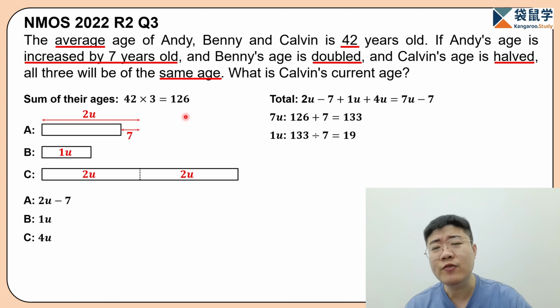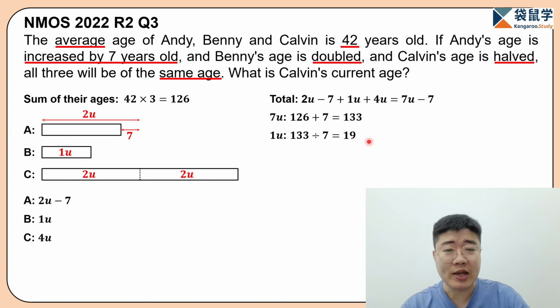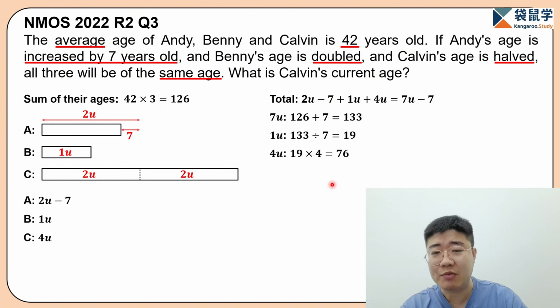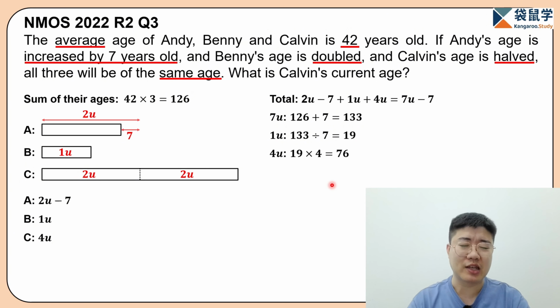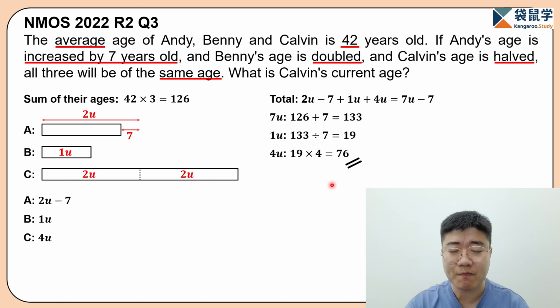Now, they're asking for Kelvin's age, and we know that this will be 4 units. So we can just simply take the number 19 times 4. This will be 76 years old. So that would be the final answer for the question here.